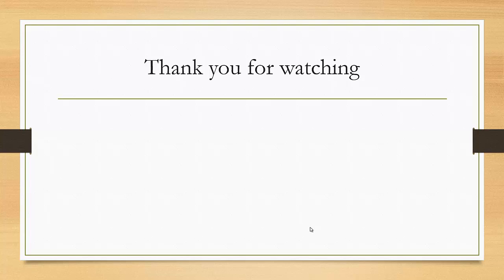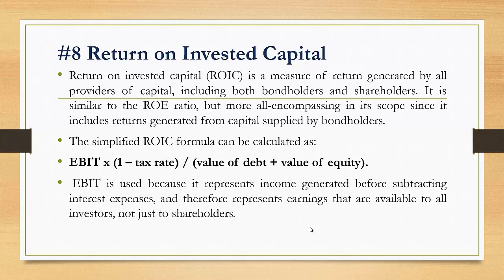Viewers, this was the discussion on different types of ratios that come under the profitability category. I've already explained these ratios one by one, which come under profitability categories, including their formulas and interpretation. In my next video, I will talk about efficiency ratios.